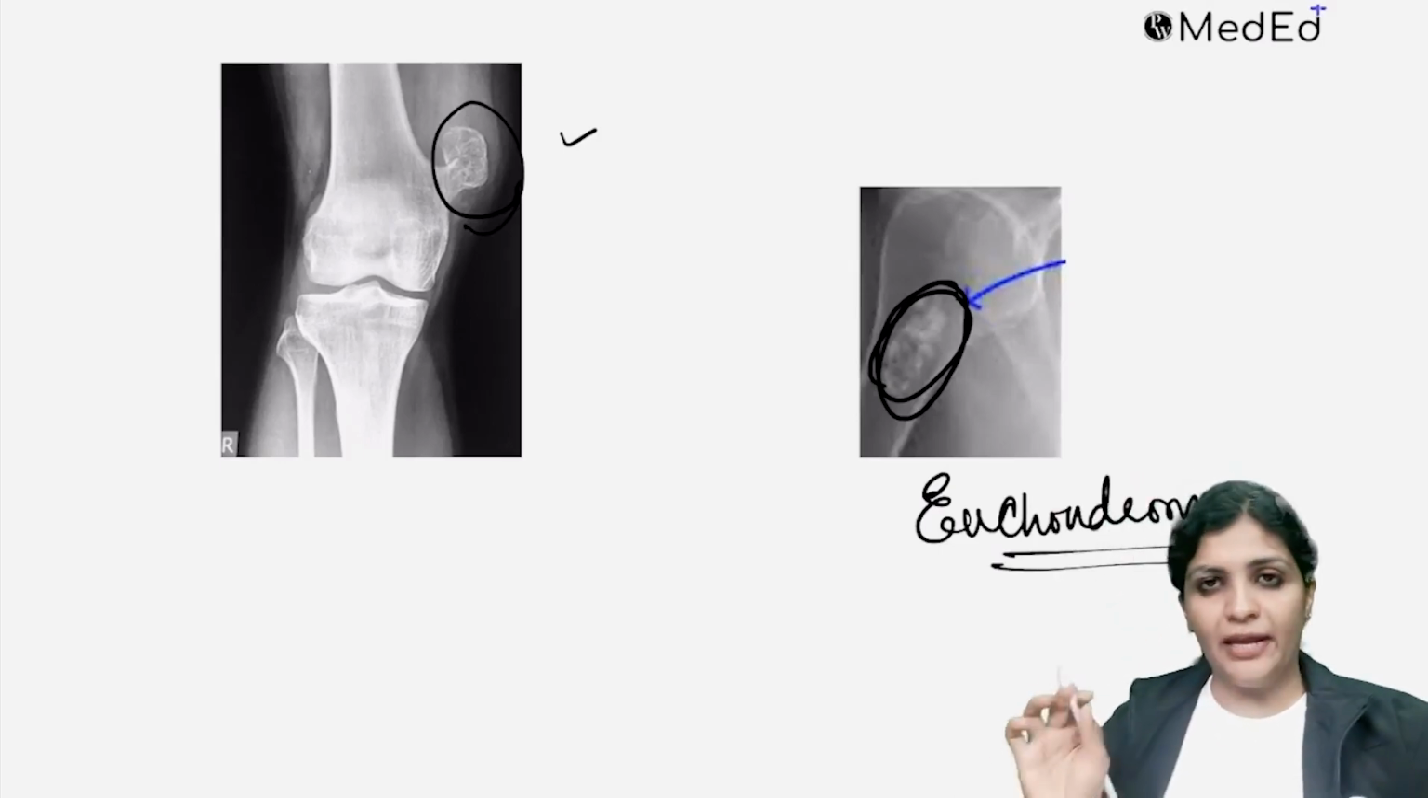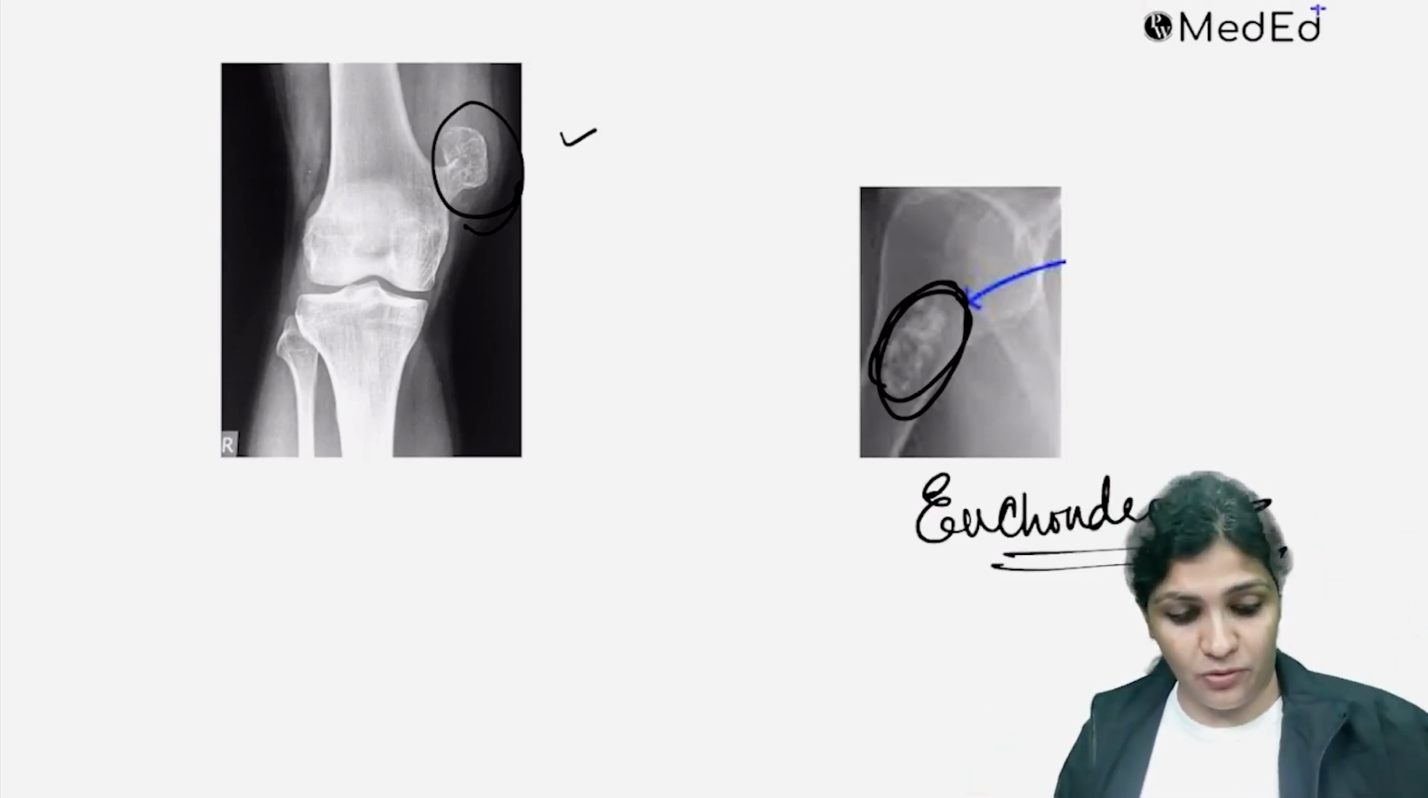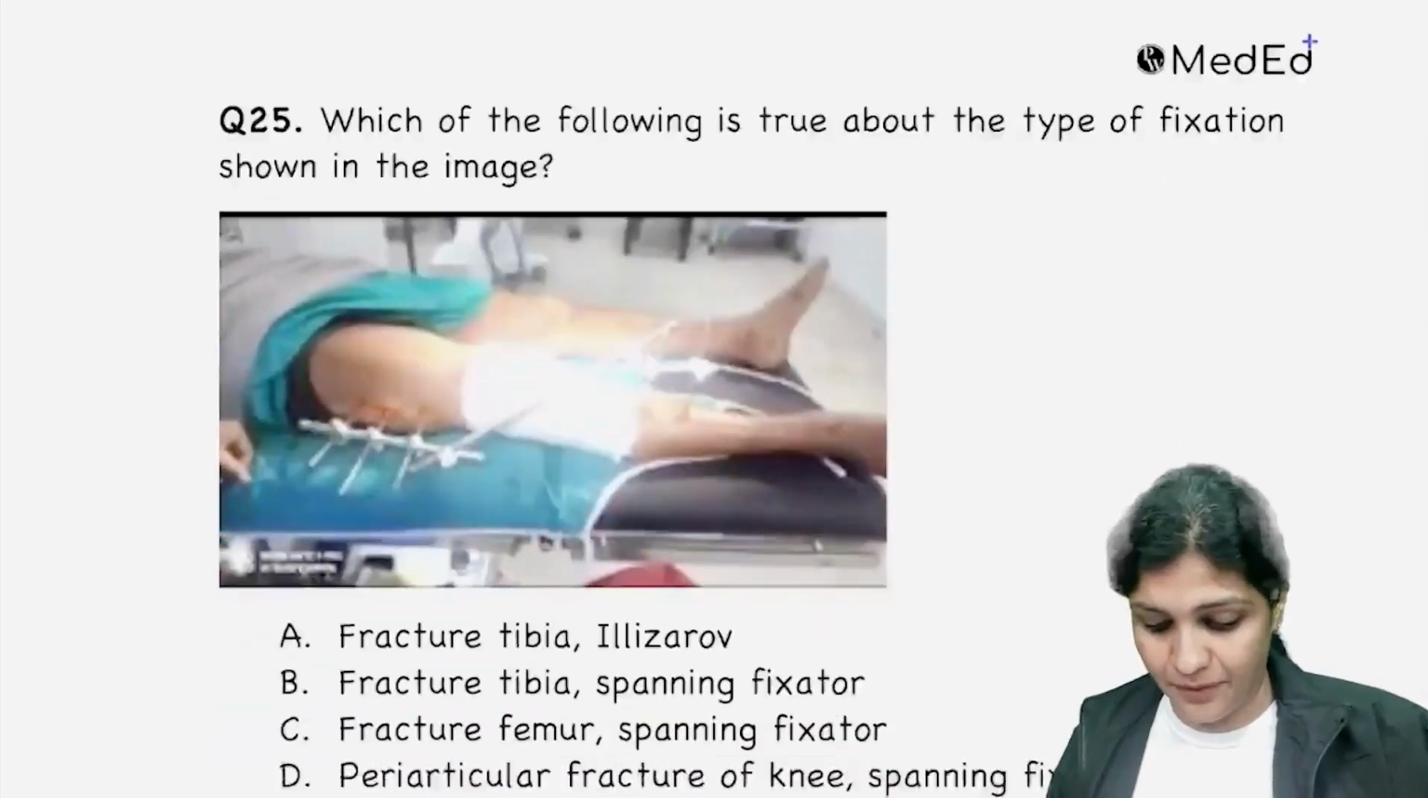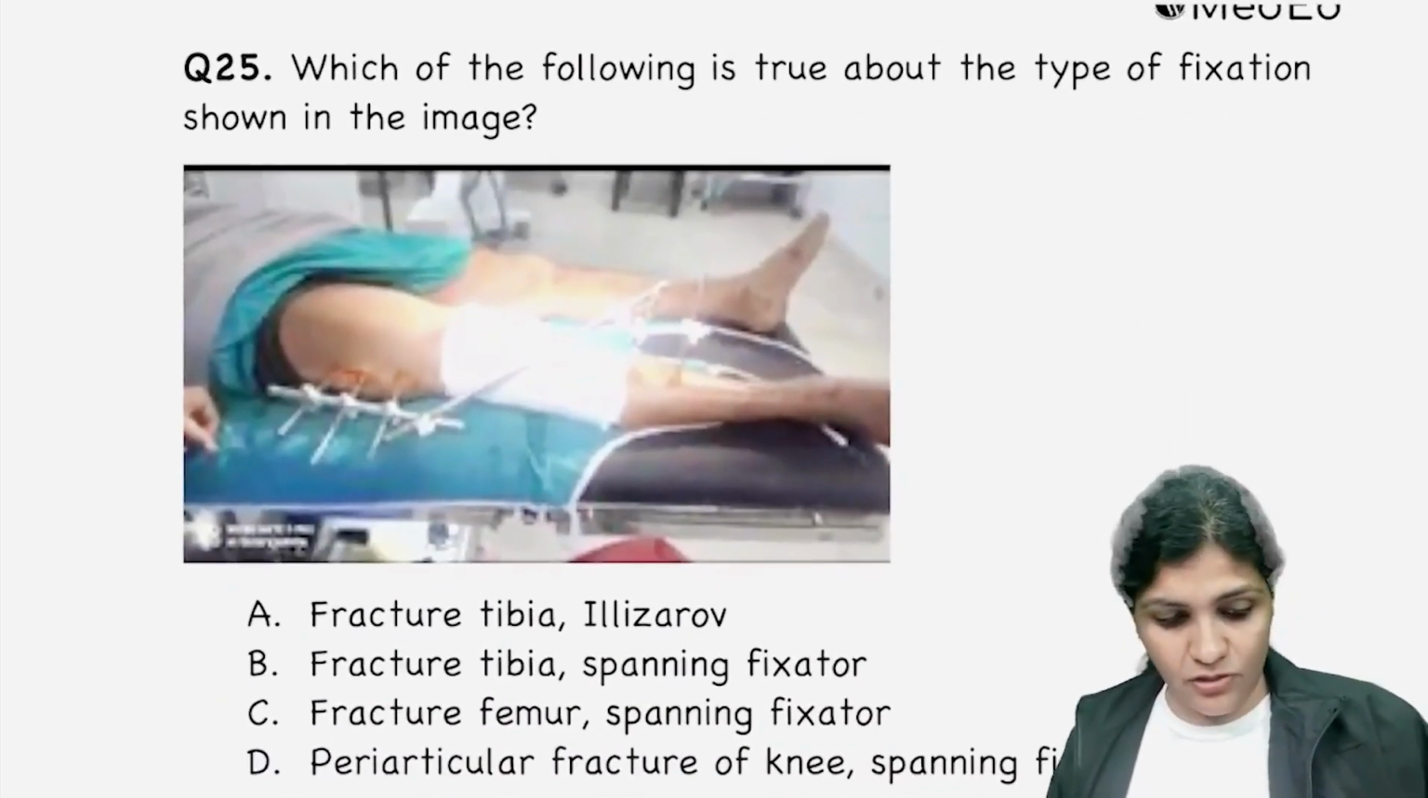Simple enchondroma, only at one level. That is multiple enchondromatosis. That is Ollier's disease. What is this? This also we dealt already.